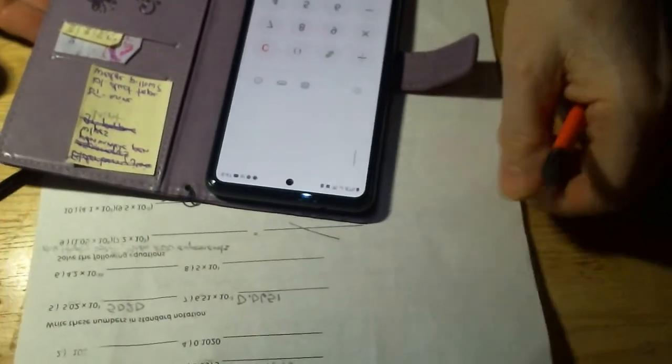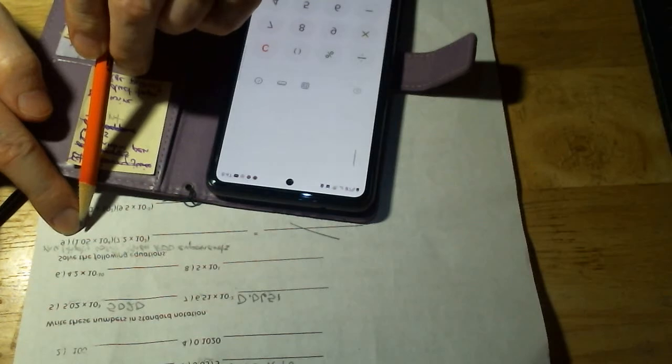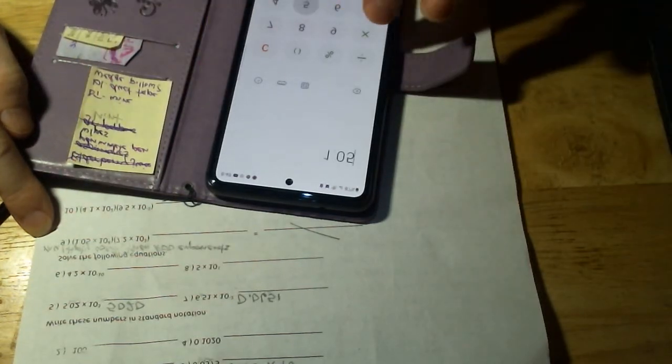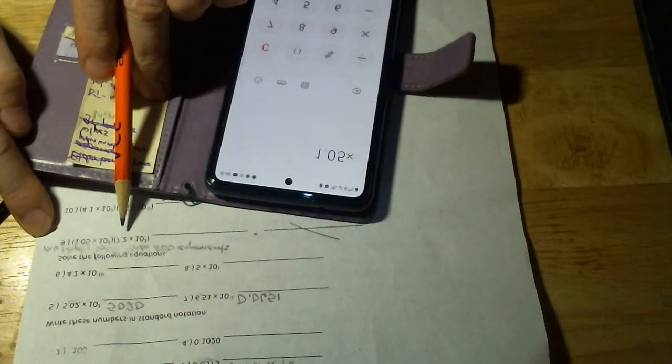So I've got my calculator here on my cell phone, which I have to unplug. Okay. So our numbers are 1.05. I don't know if you guys can see that. There's 1.05 right there. Okay. So 1.05 times 7.2.